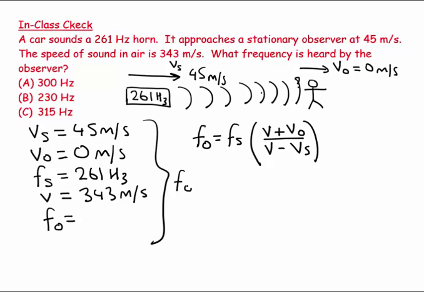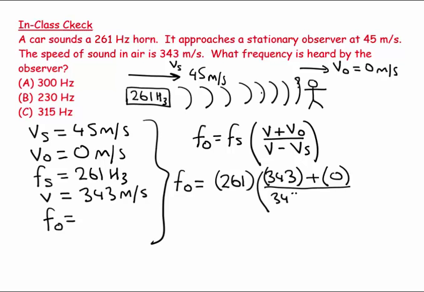So the frequency of the observer is equal to 261, and then we're going to modify it by this bit. So we have 343, our speed of sound in air, and we've got to add on to this the velocity of the observer. In this case it's 0. And then we're dividing it by 343, the velocity of sound in air, and we're going to subtract from this the velocity of the source.